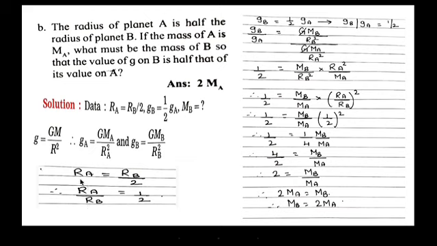Okay, it is given that Ra is equal to Rb upon 2. So taking Rb on the other side, we have Ra upon Rb is equal to half. Similarly, it is given that Gb is equal to half g of A. So Gb upon Ga will be half. So we have Gb upon Ga is equal to, so now Gb is G mb upon Rb square upon Ga is G ma upon Ra square. So G, which is constant, will get cancelled. Okay, so Gb upon Ga we have solved it as half.